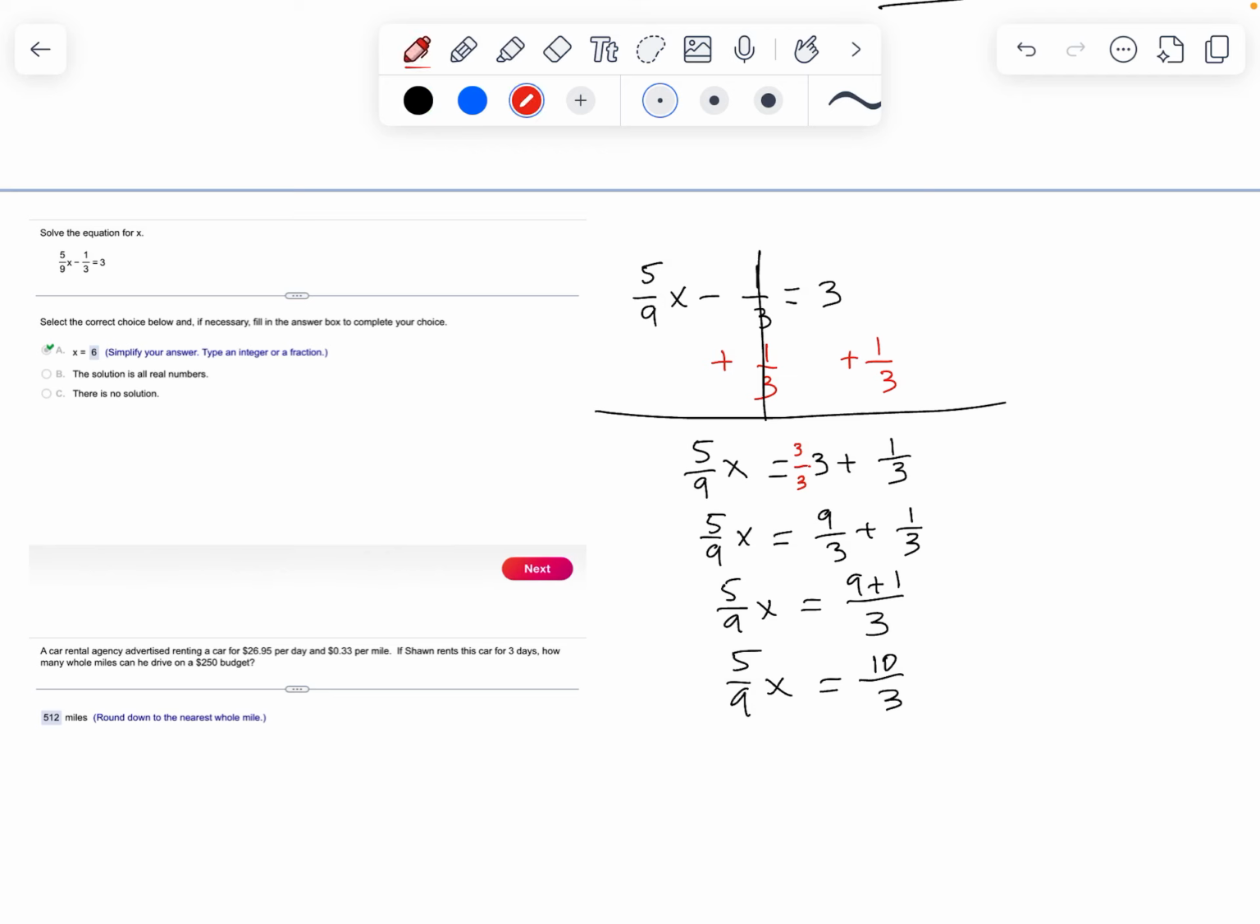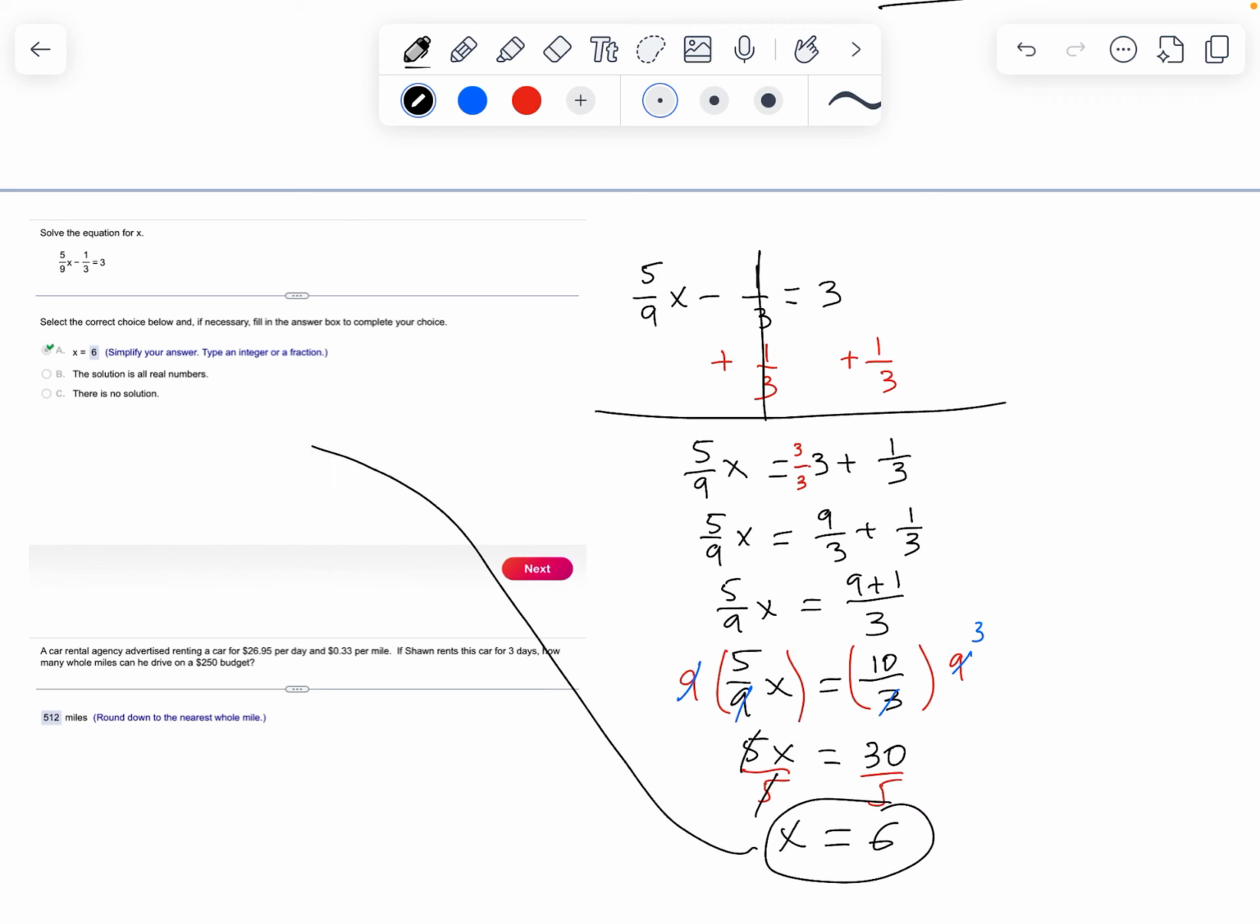Then I multiply by 9 here, and I'll multiply by 9 here as well. That way I can cancel these two 9s. I'm left with 5x. Then when I cancel these, I'm left with 3 here. It's going to be 3 times the 10, which is 30. Then I divide by 5 on both sides. These go away, I have x. 30 divided by 5 gives 6.